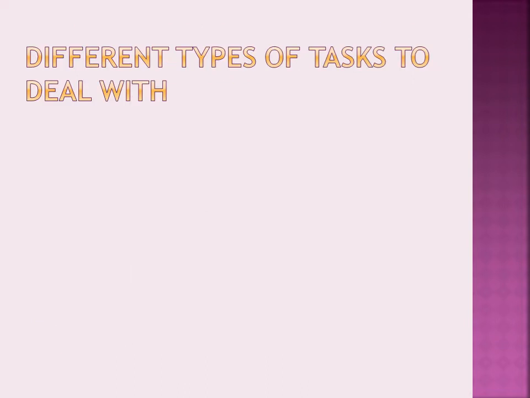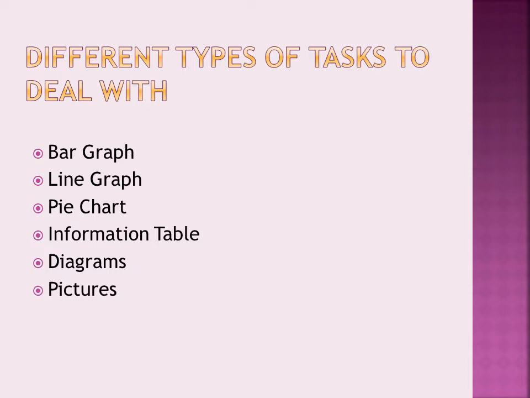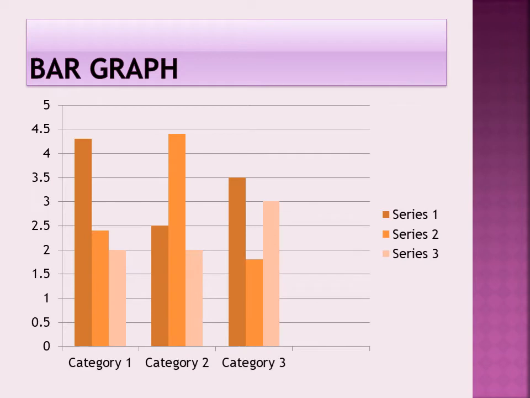Now let us see different types of tasks to be dealt with. It can be a bar graph, a line graph, a pie chart, an information table, diagrams, or even pictures. Now let us see what a bar graph looks like. This is a bar graph. When you find this sort of graph, you are going to deal with it as a bar graph.